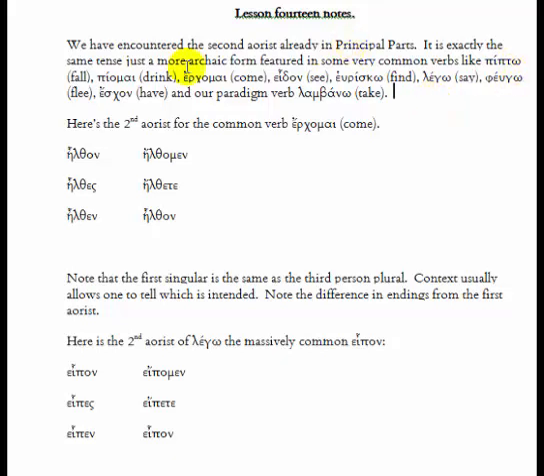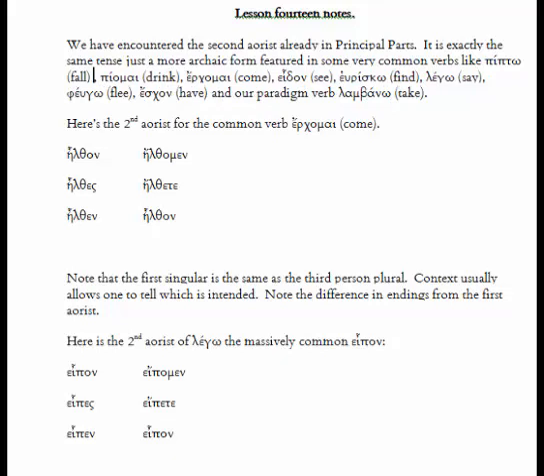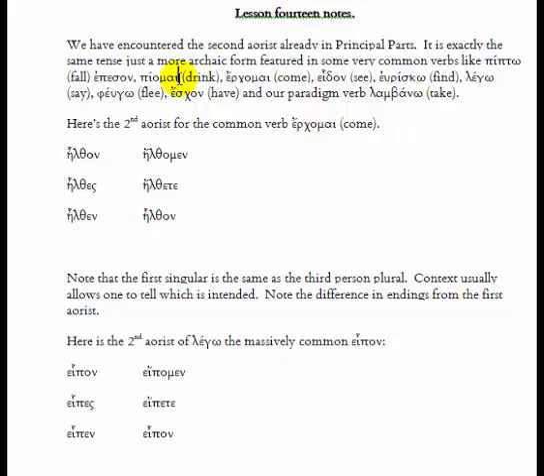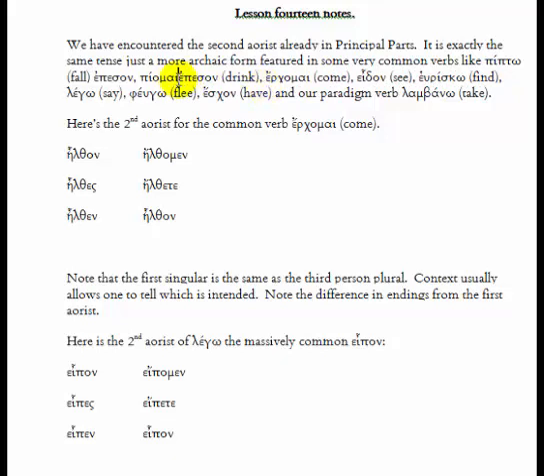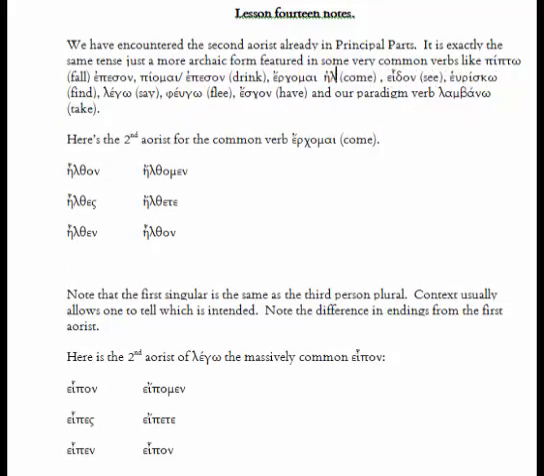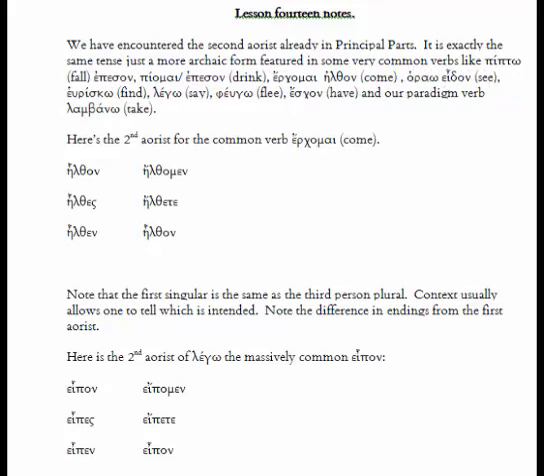Pipto, the verb for fall, has a second aorist. I should have written it here. It's epion. Sorry, it's not epion, it's epison. Pino, to drink, its second aorist is epion. Let's put a slash there. Erchomai, to come, its second aorist is the very common elthon. Adon is the second aorist of horao, which is the verb to see in the present.